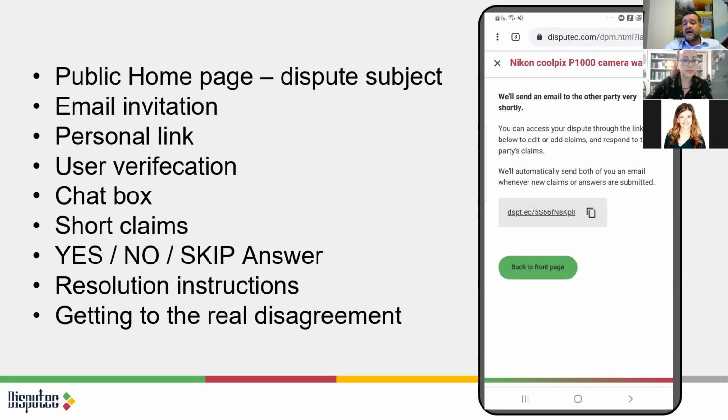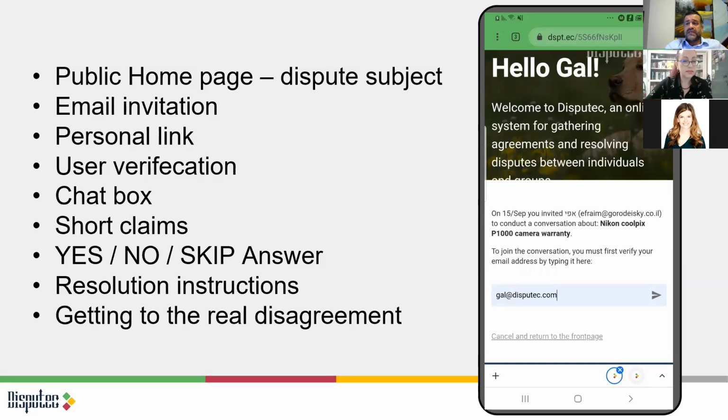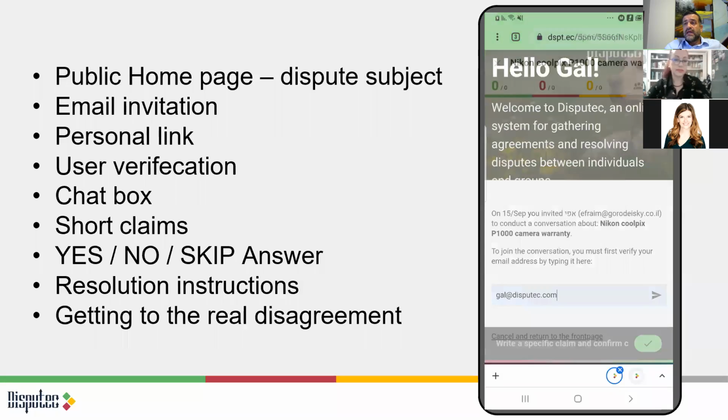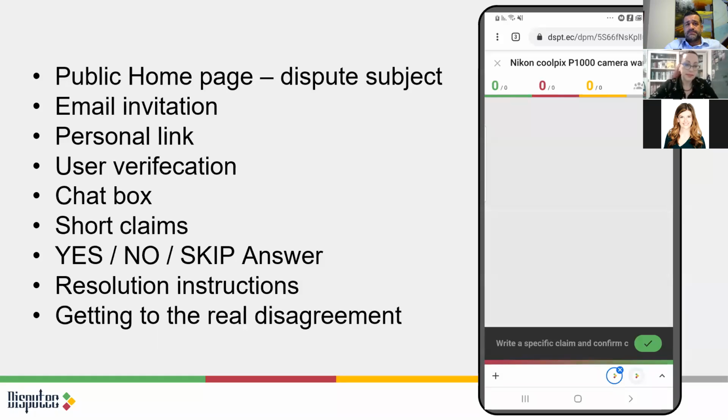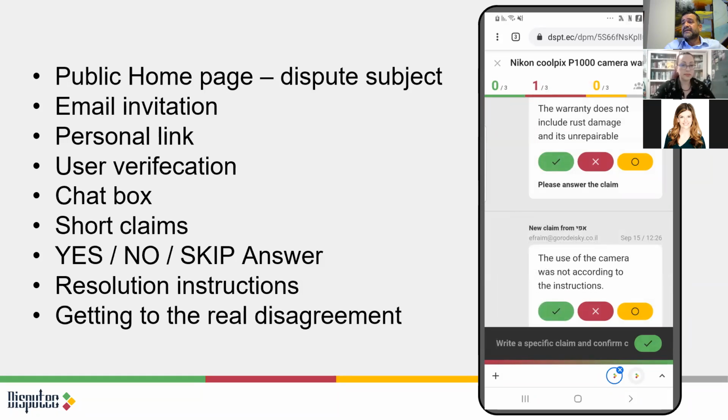Then we have a verification page. You put your email in so the system will know it is you. Then you get into the chat page. And in the chat page, you can enter your claims, as we told before. And this is a real case. And then the other side gets your claims and has the opportunity to say yes, no, or skip.